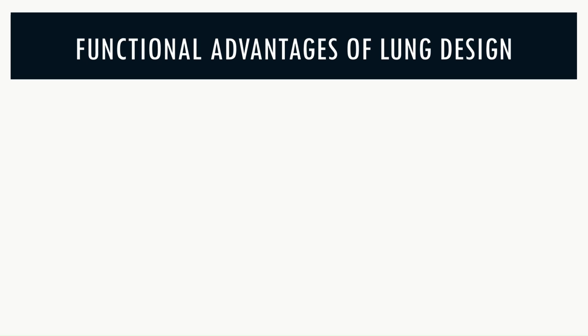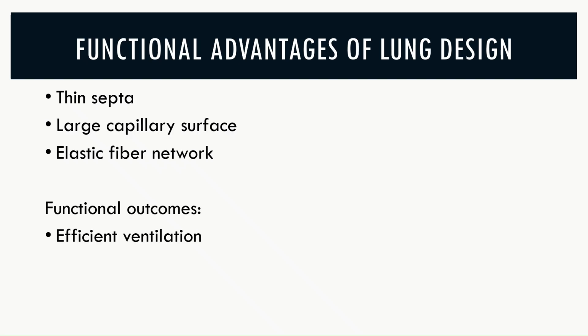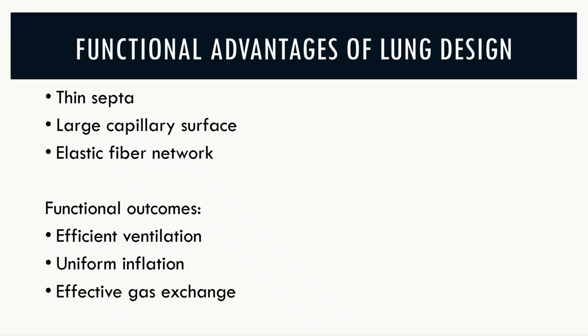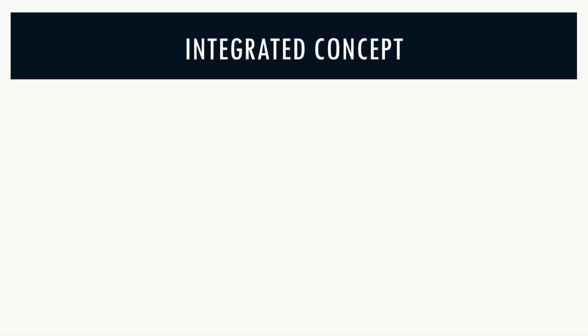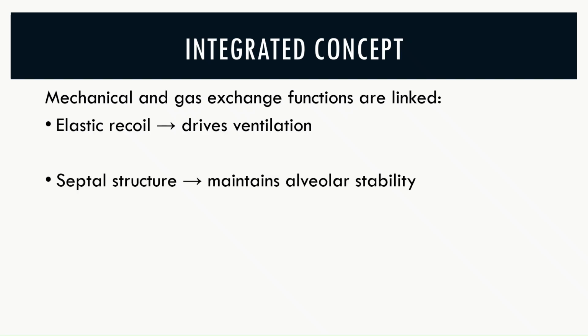Functional advantages of lung design. The structural organization of lung with thin septa, large capillary surface, elastic fiber network ensures efficient ventilation, uniform inflation of alveoli, and highly effective gas exchange. The lung mechanics and gas exchange functions are closely integrated. Elastic recoil drives ventilation, septal structure maintains stability, and thin barrier allows efficient gas exchange.